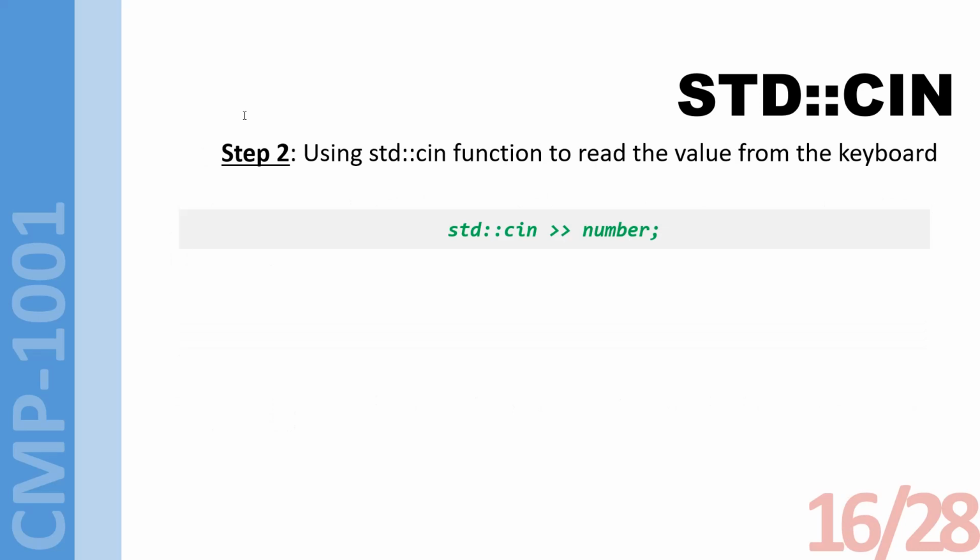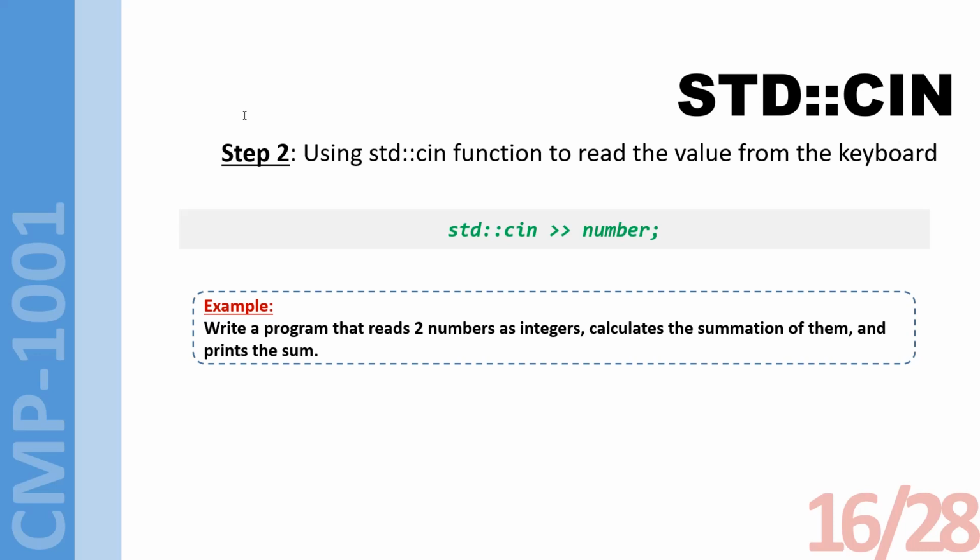Then next we use the std::cin function to read the value from the keyboard. So I just write down std::cin, and now I'm using the arrows pointing towards the right, and then after the arrows I just put the name of the variable, stating that whatever you have read from the keyboard, put that thing inside this particular variable.